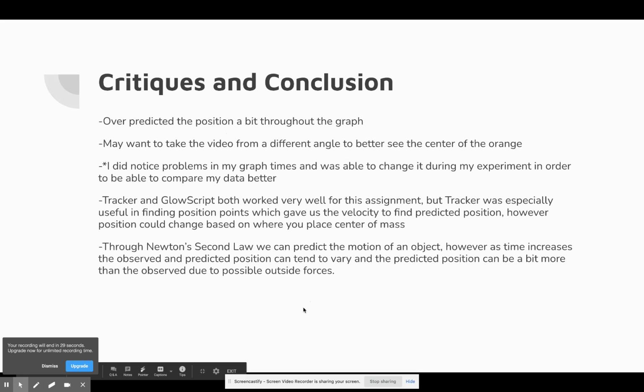So, critiques and conclusions. Obviously, the predicted motion was an overestimate of the actual motion. And for myself, I may want to take a video at a different angle and make sure the orange is really centered. I did happen to notice the mistake with the time, so I was able to fix that and compare them successfully. Through this lab, we were really able to understand that through Newton's second law, we can predict the motion of an object. However, as time increases, the observed and predicted tend to vary due to some outside forces that could affect it.